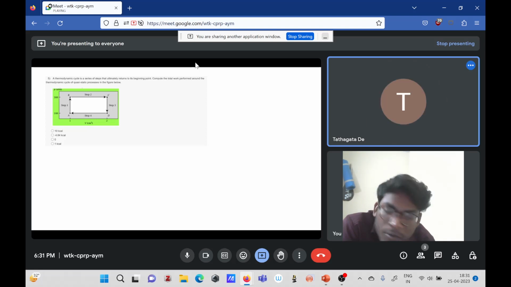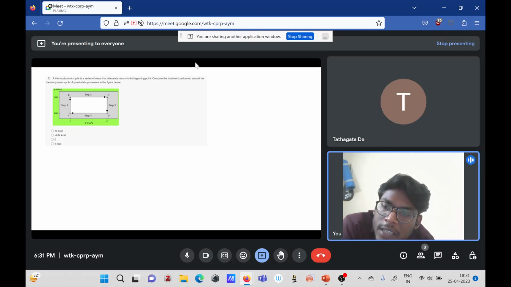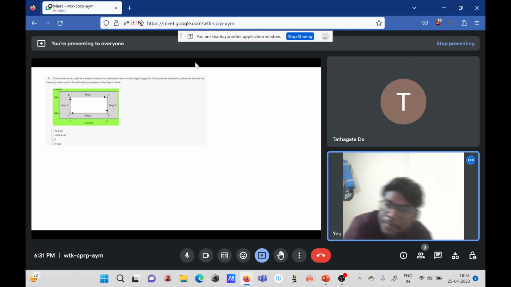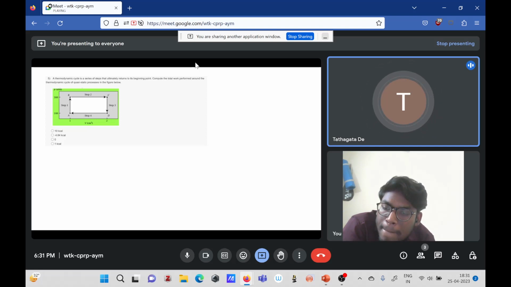Isochoric process. Now B to C is isobaric, and the volume changes from 1 to 2, and then again isochoric, then again isobaric. So step 1 and step 3 do not contribute to any work. So what will be the work performed around the thermodynamic cycle? Step 2 and step 4 will only contribute.